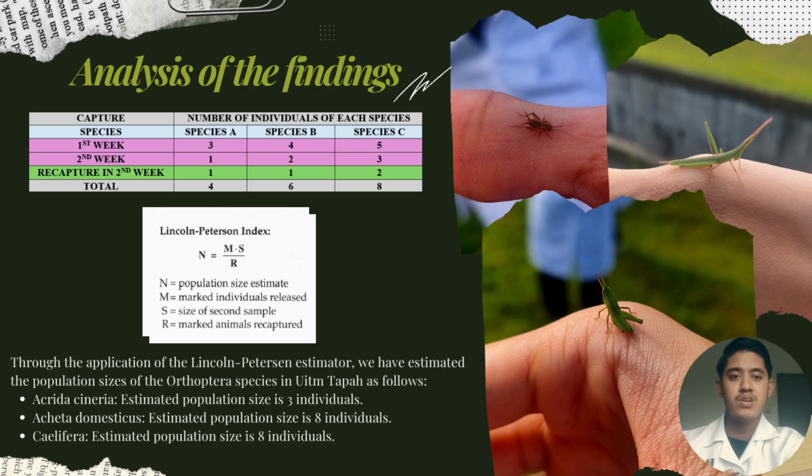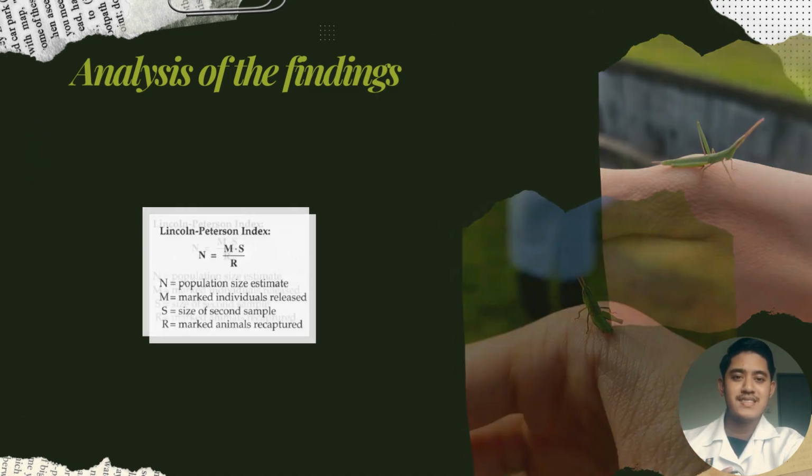Through the application of the Lincoln-Petersen estimator, we have estimated the population size of the Orthoptera species in UiTM Tapah as follows: Acrida cinerea's estimated population size is 3 individuals. For Acheta domesticus, the population size is 8 individuals, and Caelifera's estimated population size is also 8 individuals. To improve the accuracy of these estimates, additional capture-recapture sessions should be conducted. Moreover, considering alternative estimators or methods could provide more refined insight into the population dynamics of these species.